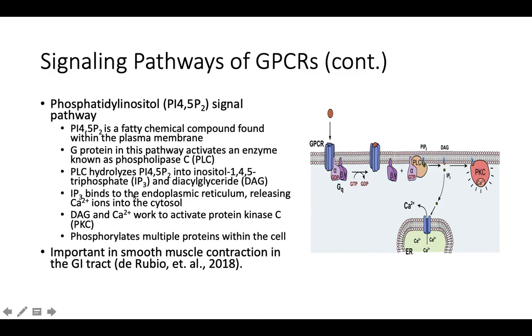We have the IP3 that binds to the endoplasmic reticulum, releasing the calcium ions into the cytosol, into the cell. And then we have the DAG and calcium ions working in conjunction to activate the protein kinase C. And that's just going to phosphorylate or activate multiple proteins within the cell. And one of the most important places you can see that is in smooth muscle contractions in the GI tract.